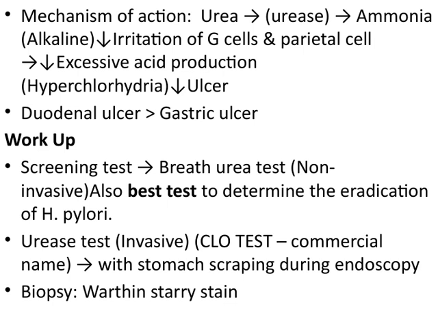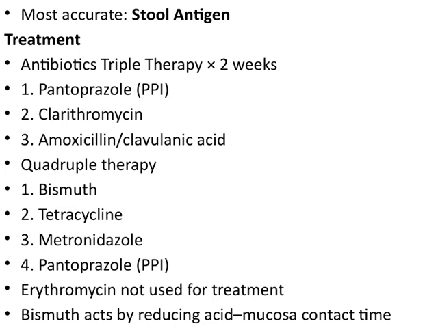All of these tests help us accurately diagnose and manage H. pylori-related ulcers effectively. When it comes to diagnosing Helicobacter pylori, the most accurate method we have is the stool antigen test. It's reliable and non-invasive, making it a preferred choice in many cases. Now, let's talk about treatment options. The standard approach is usually a combination of antibiotics and acid suppression therapy.